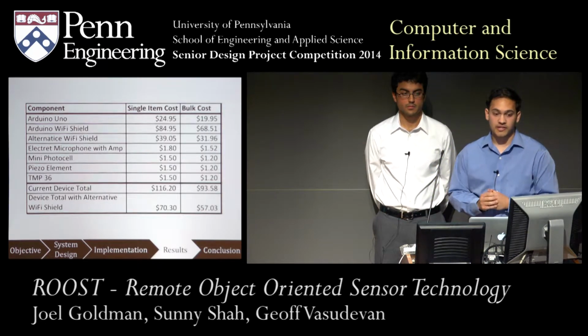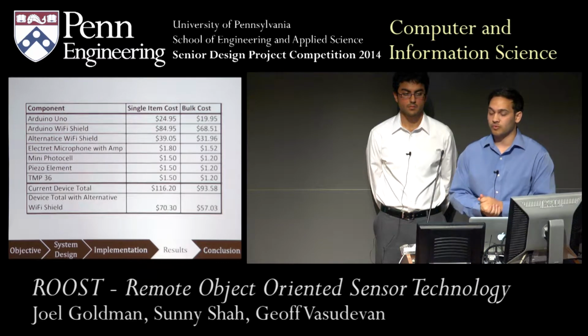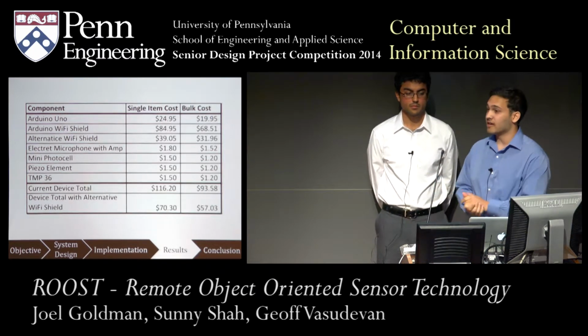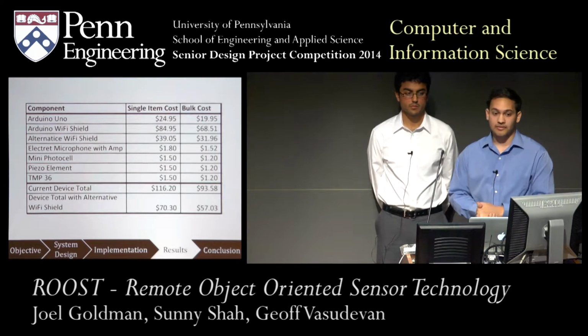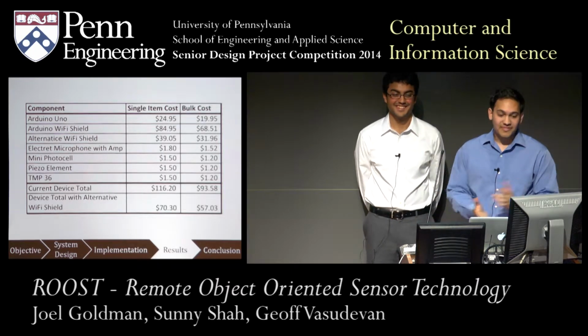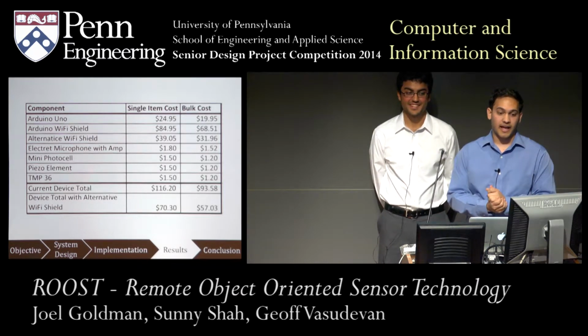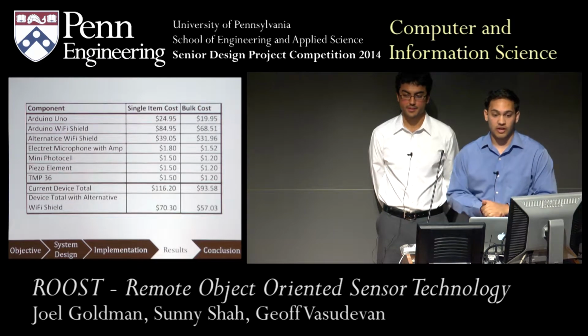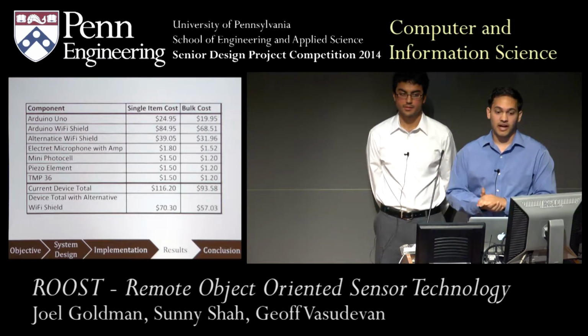Here's a cost breakdown of our device. Part of the things we were optimizing for was low cost, because obviously if we're trying to tell you you should smarten your appliances and we're charging you a couple $100 for it, you might consider just buying a new appliance. So to break it down, as we bought it, it was about $116.